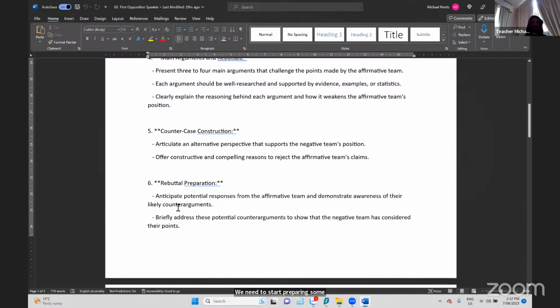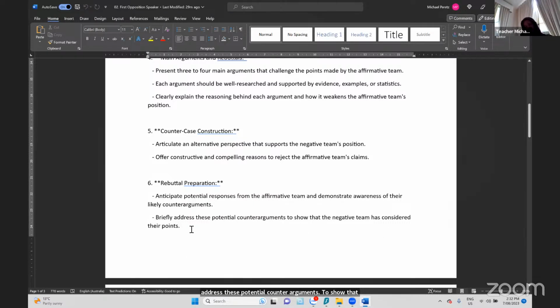We need to start preparing some rebuttals. So we need to anticipate the potential responses from the affirmative team. And we need to demonstrate that we know what they might say to try and weaken our case. And then we need to briefly address these potential counter arguments to show that the negative team has considered their points.